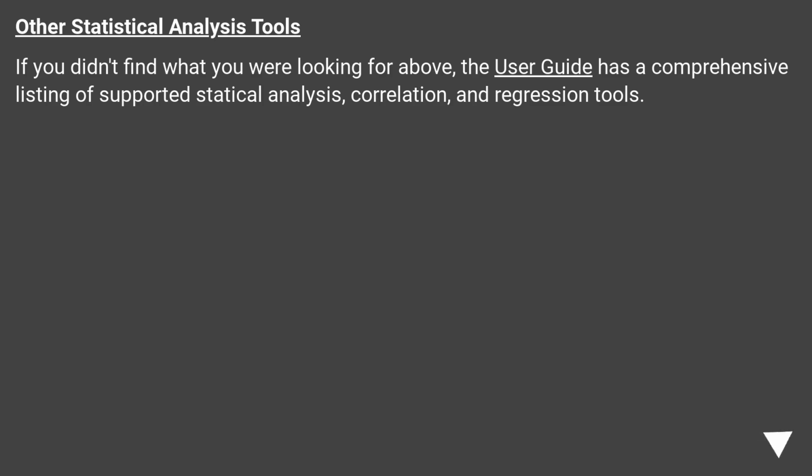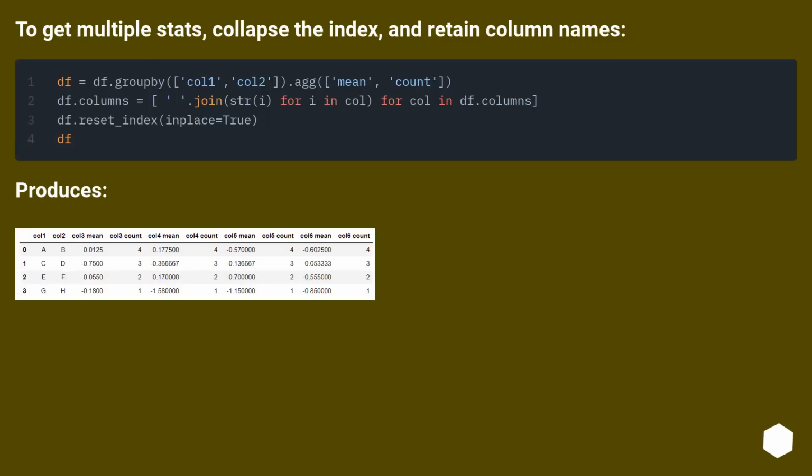Other statistical analysis tools. If you didn't find what you were looking for above, the user guide has a comprehensive listing of supported statistical analysis, correlation, and regression tools. To get multiple stats, collapse the index, and retain column names. Produces.